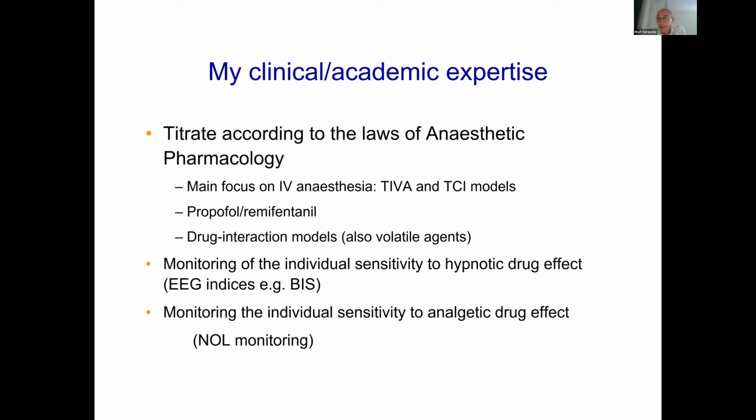I have some expertise on EEG monitoring and how it relates to the hypnotic component of anesthesia. And now, therefore, I'm very interested in the new technology that quantifies the nociception anti-nociception balance. And NOL monitoring certainly has made an impression on me.